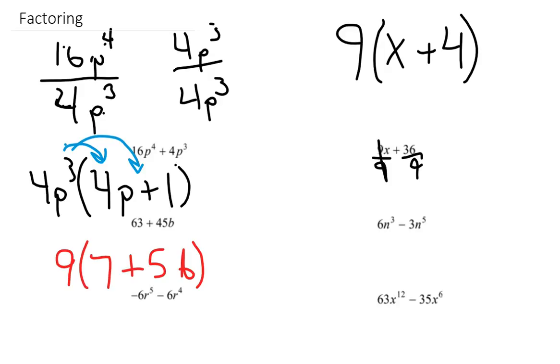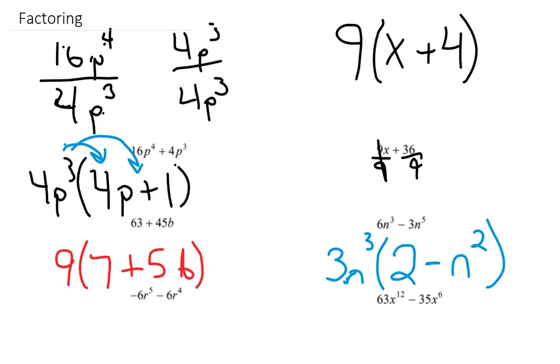6n to the third minus 3n squared. So I can factor out a 3n squared. If I factor that out, 6n to the third, if I divide out 3n squared, all I have left is a 2n, because my n's cancel. My 3's will cancel on the next one, and all I have left is a 1. At the bottom down here, I have a 6r to the fourth as my greatest common factor. On the inside, then, I have just a negative r left over, and I have a negative 1 left over.